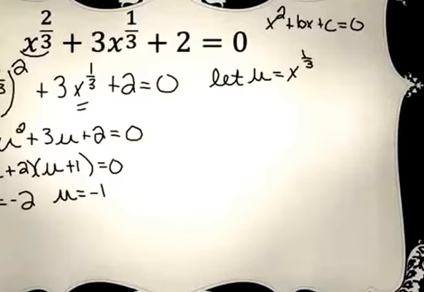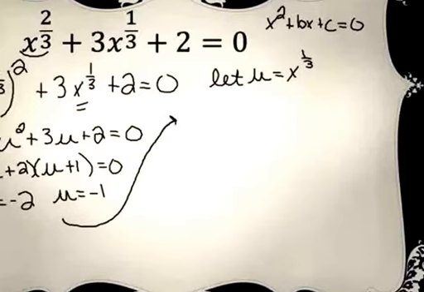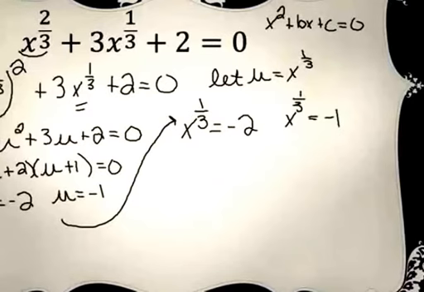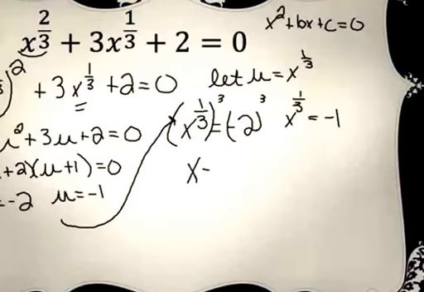Remember up here, u is x to the 1/3. So let me bring it up here so I have a little bit more room. So instead of writing u, I'm going to write x to the 1/3 equals negative 2 and x to the 1/3 equals negative 1. To get rid of a third, we're going to cube both sides. So it turns out x equals negative 8, and we're going to cube both sides here, and x equals negative 1.